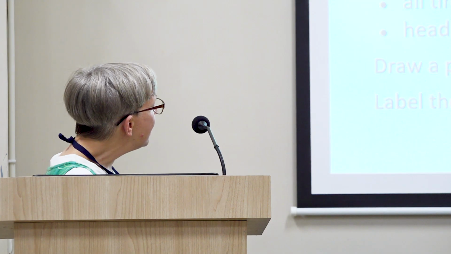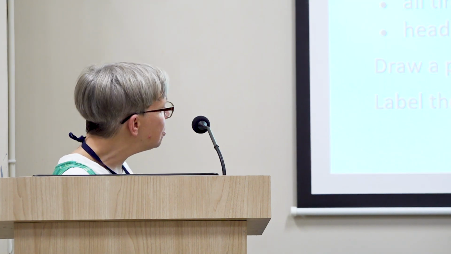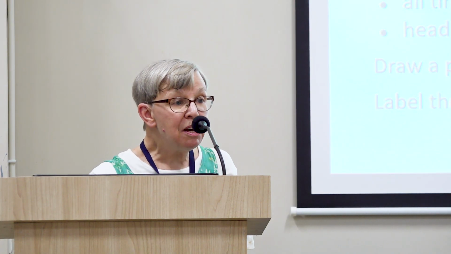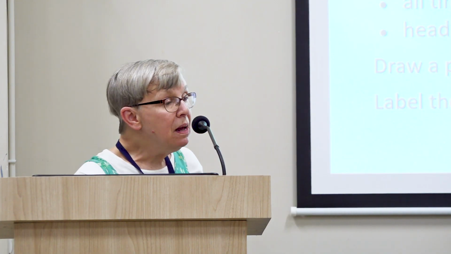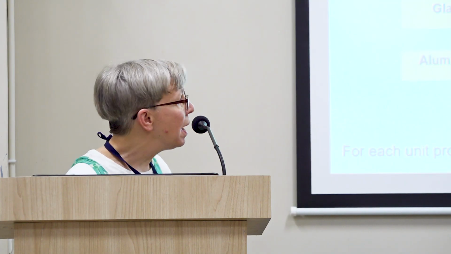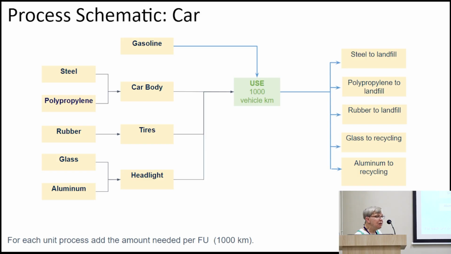Tires have to be changed, headlight lamp bulbs have to be changed, and so the start would be to draw a system diagram like we did this morning, but simpler. And this time we're going to try to use these numbers to put numbers on that schematic. So this is the information that was given. The car body, we know, is steel and polypropylene, and tires are made out of rubber. See, we're missing a lot of stuff here, you can imagine, but just for this example. And then there are some assumptions about what goes to a landfill and what can be recycled. And you've got gasoline coming in here.